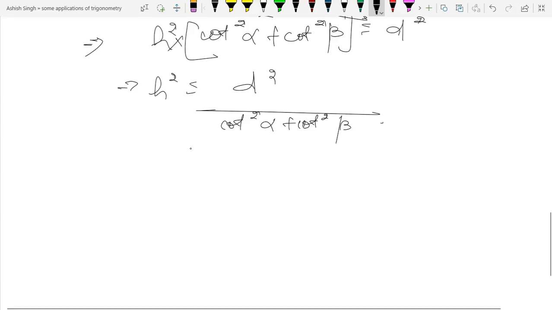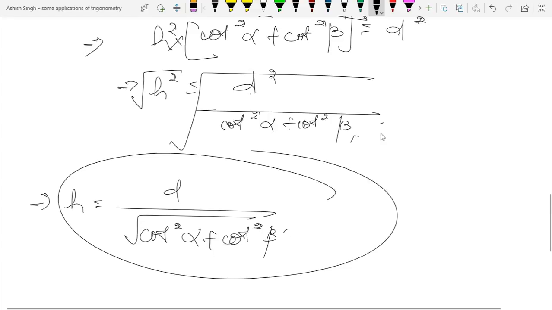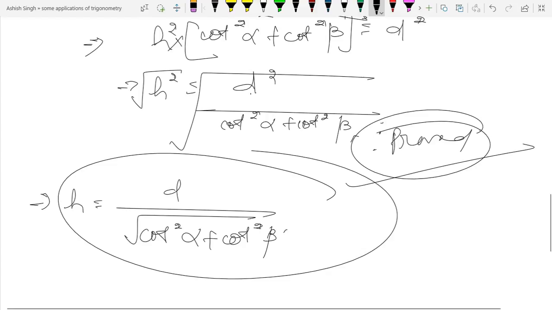So h square is equal to this much, so take the root here, then root also here. So root of h square is h, which is equal to root of d square, that is d, by root of cot square alpha plus cot square beta, which leaves behind your proof, hence proved. Okay, so in this way we can do this kind of numbers.